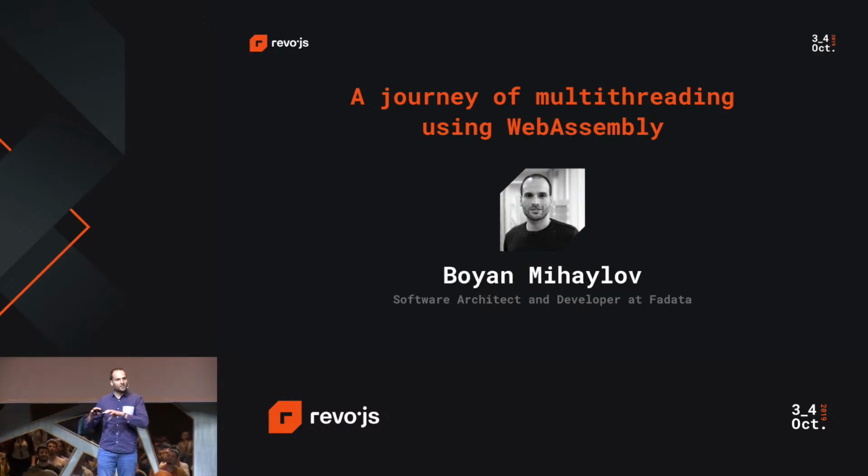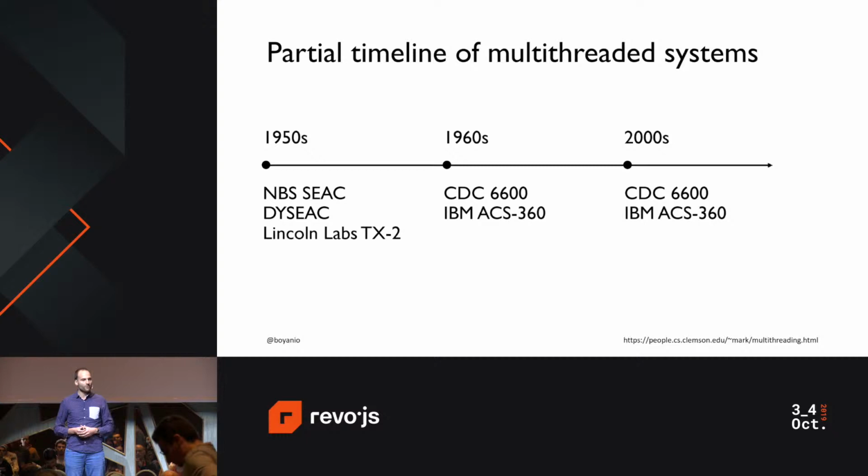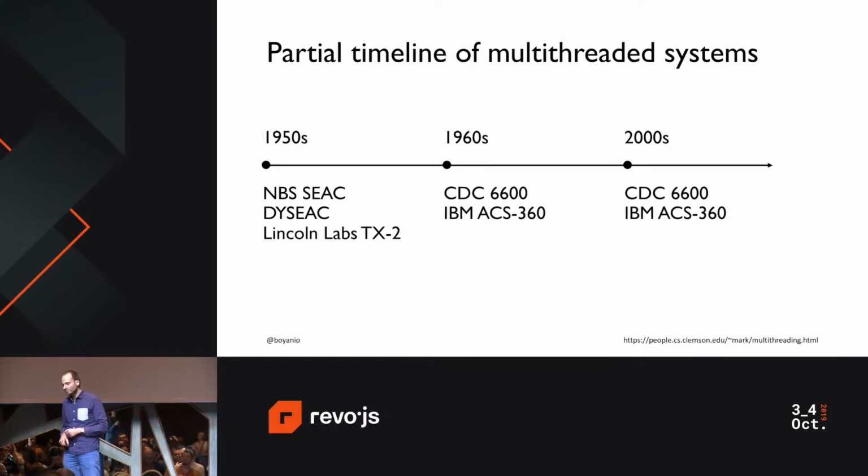And the idea of splitting work, it's not really new. One of the first multi-threaded systems was created already in the 1950s. Of course, the level of multi-threading was very simple at that time, but during the generations, we have evolved and really improved the theory and implementation of multi-threading that we use today.